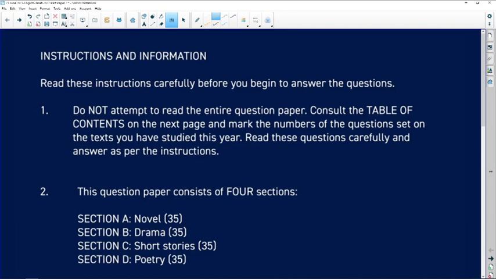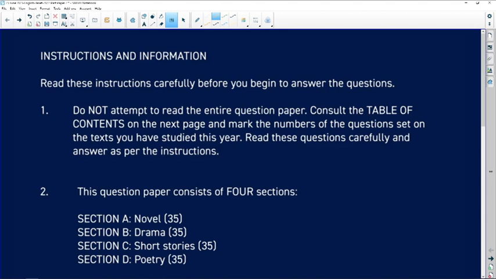Before we look at the questions, it's really important to read the instructions. So let's have a look at what was said at the end of 2022. They start with: don't attempt to read the entire question paper.